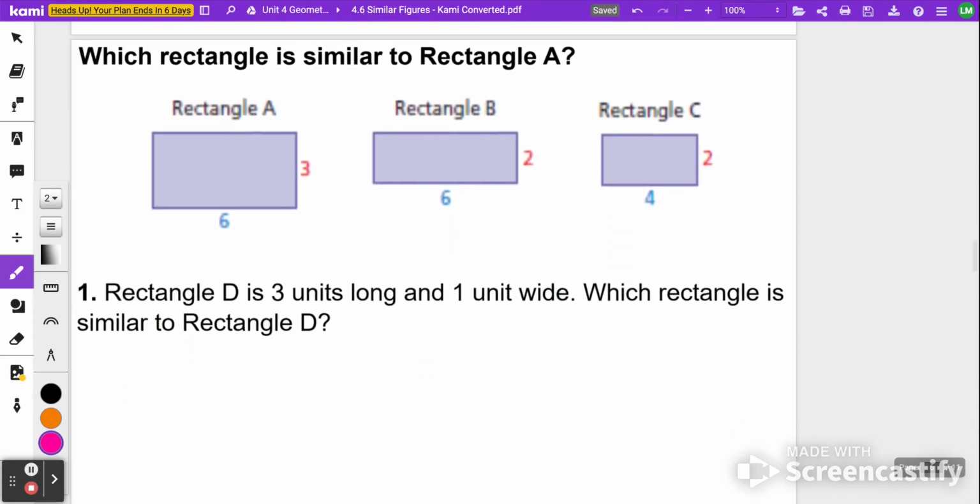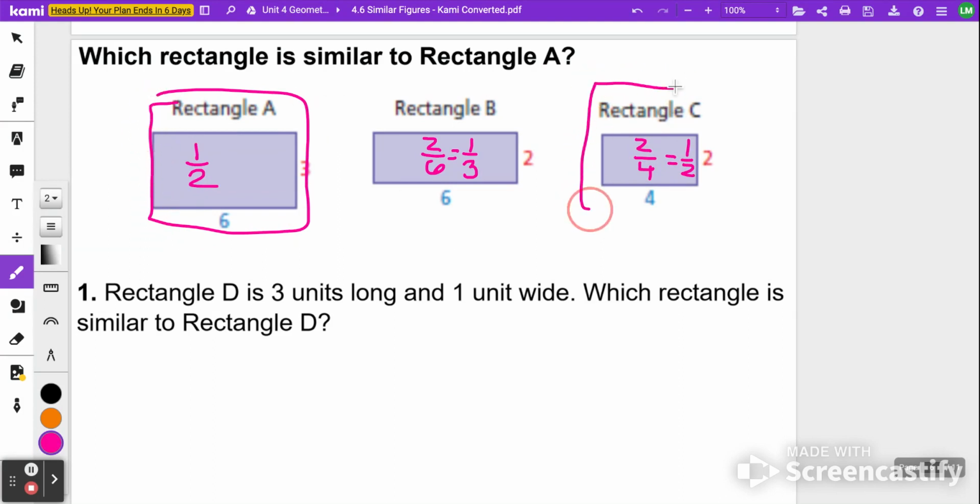This next question says, which rectangle is similar to rectangle A? What we want to do is make sure that it is proportional to rectangle A. Right now rectangle A is 3 to 6. If I compare red to blue, I can say that is 1 to 2, okay? Which means I also have to compare my other reds to blues. My red to blue on rectangle B is 2 to 6, but that reduces to 1/3. But if I look at rectangle C, red to blue is 2 to 4, which reduces to 1/2. So it looks like rectangle A is similar to rectangle C.